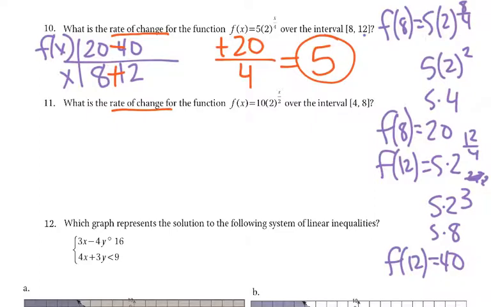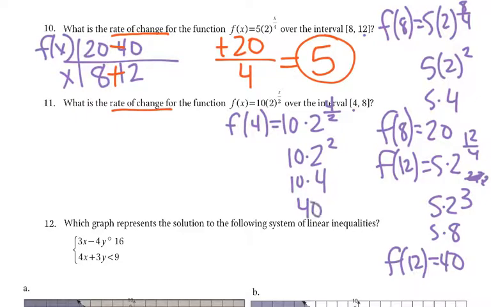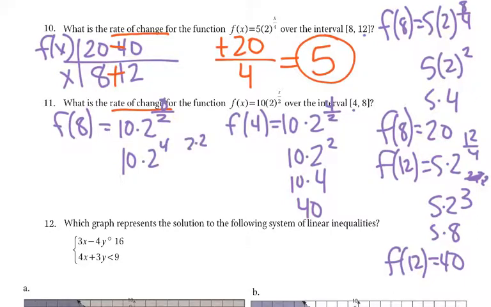Okay, so same idea for number 11. So interval of 4, so f of 4 equals 10 times 2 to the 4 over 2. 4 over 2 is 2. 2 squared is 4. 10 times 4 is 40. Then f of 8 equals 10 times 2 to the 8 over 2. 8 over 2 is 4. 10 times 2 to the 4th. 2 times 2 is 4, times 2 is 8, times 2 is 16. So 10 times 16 gives us 160.